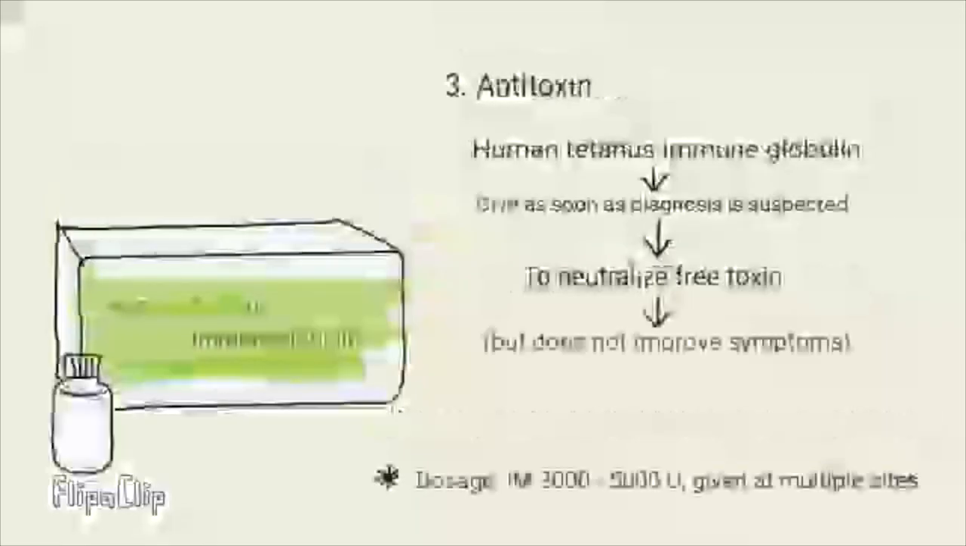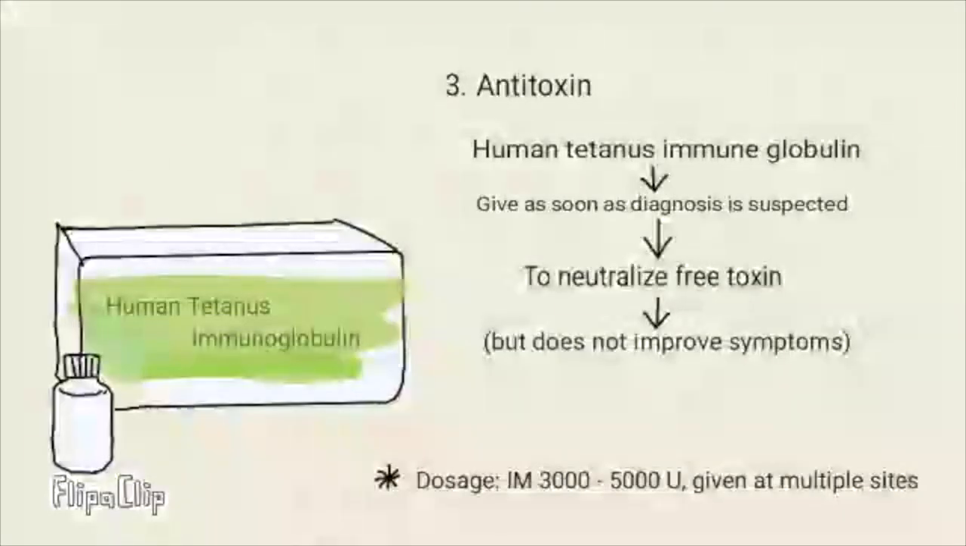For antitoxin, you can give human tetanus immune globulin, and should give as soon as tetanus is suspected. This antitoxin works by neutralizing the free toxin, however it does not improve symptoms, and the dosage is intramuscular 3000 to 5000 units given at multiple sites.